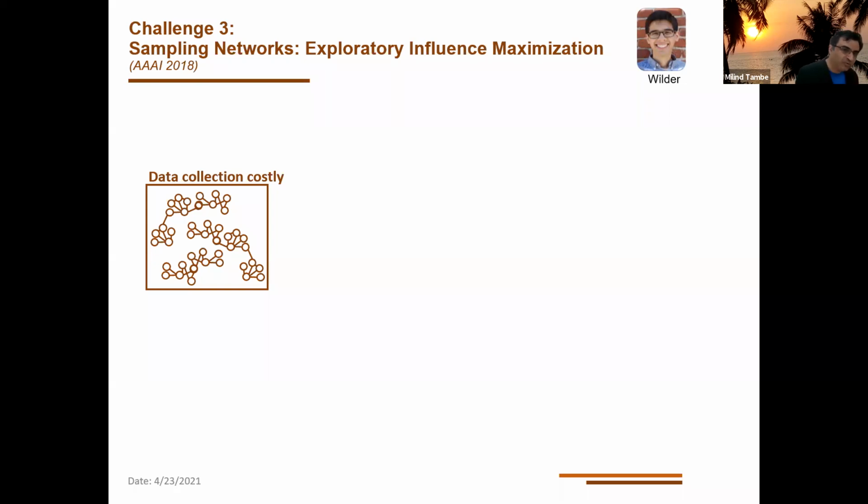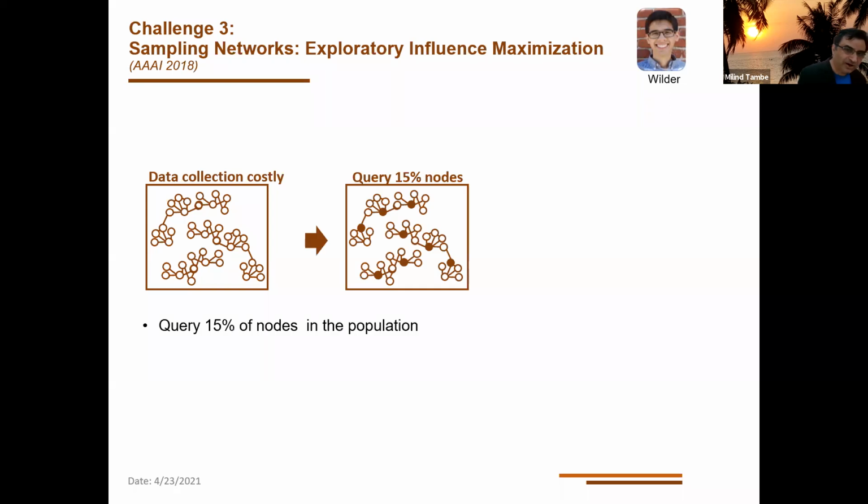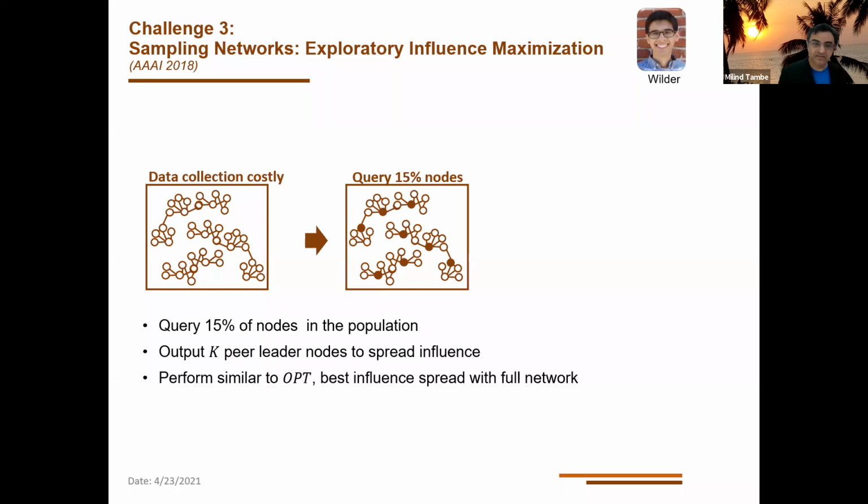If we could give them a way so that they could only talk to, say, 15% of the youth, ask them who their friends are, and just from this sample of the network, then choose K peer leaders such that the performance of influence maximization that we get out of obtaining peer leaders from this small sample of the network is similar to the best influence spread we would get with the full network, that would be ideal.